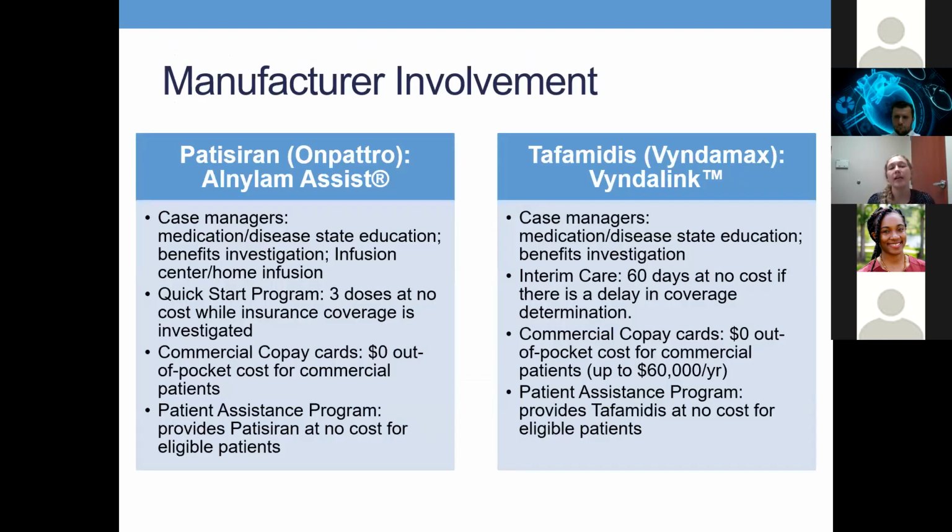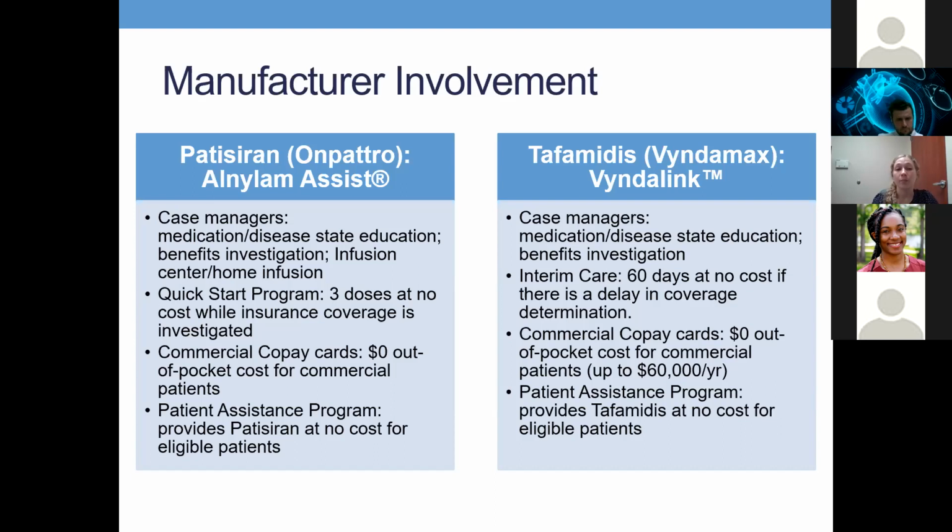Looking a little bit more into the manufacturer involvement, the different hubs are Alnylam Assist for patisiran and Vindalink for tafamidis. Again, both of these have case managers to help with application processing, but they also can provide medication or disease state education, as well as connect patients to support groups and do benefits investigations. And patisiran, they will also look and see if the patient qualifies for home infusion or needs to go to an outpatient infusion center.